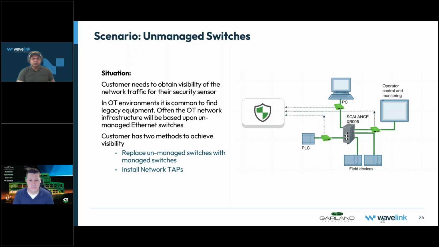Customer has 2 methods to achieve this. So in this scenario, where the customer may want to get visibility into their PLCs, they want to understand the traffic flowing between their field devices, and they send some traffic to their operator control and monitoring terminals. Again, without upgrading the switch, a tap is a really cheap, simple, easy way to get visibility into these environments and sending it out of band to their security tool.